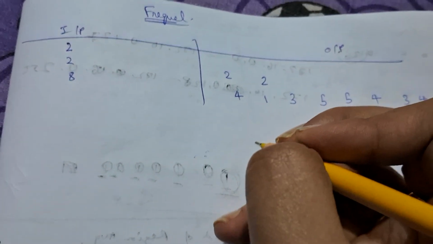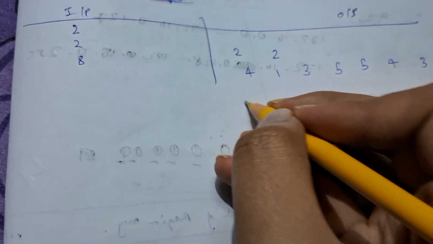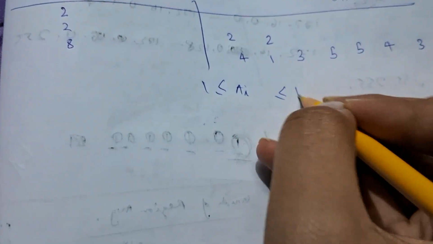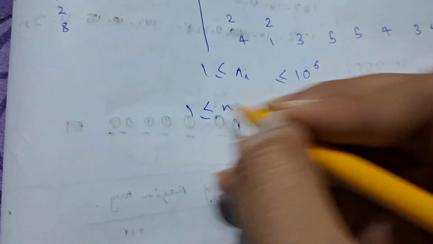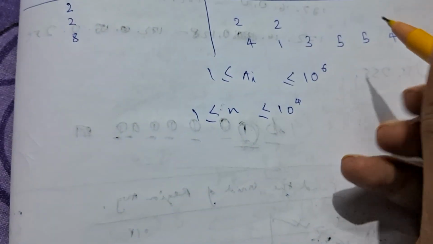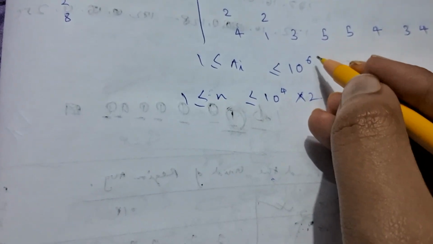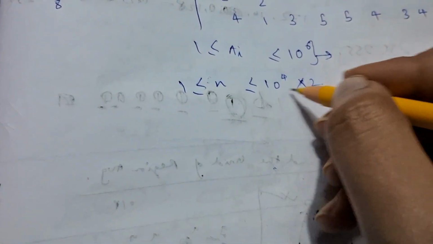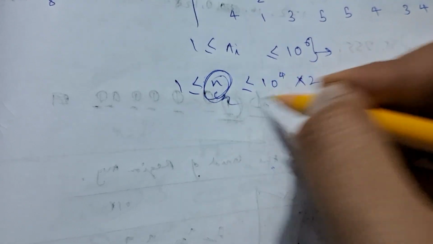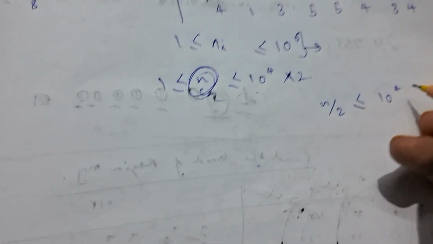Okay, so in this specific problem, something that you have to notice is the value of a[i] is in the range of this. And the value of n is in the range of this, or 10 to the power 4, I guess. Yeah, I think it was 10 to the power 4. Okay, it's 10 to the 4 into 2. So if you look into this constant very carefully and do some mathematical operations, since n is in the form of 2 into 10 to the power 4, n by 2 will be lesser than or equal to 10 to the power 4, right?